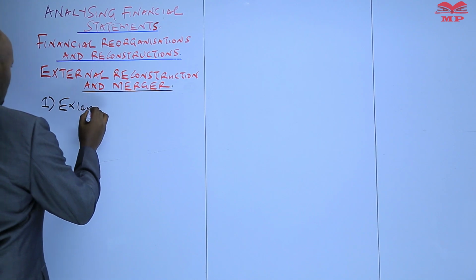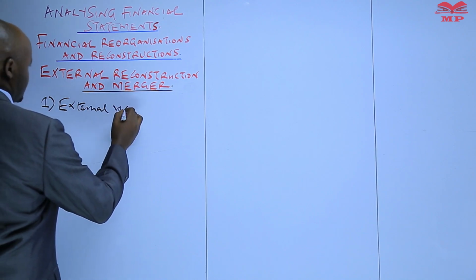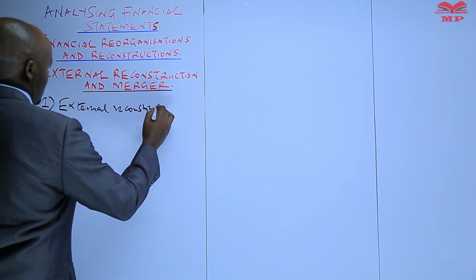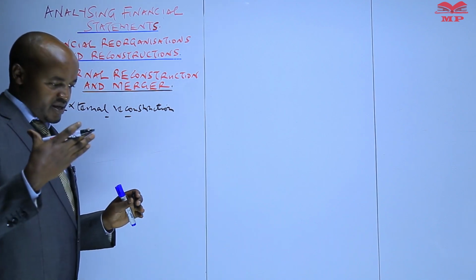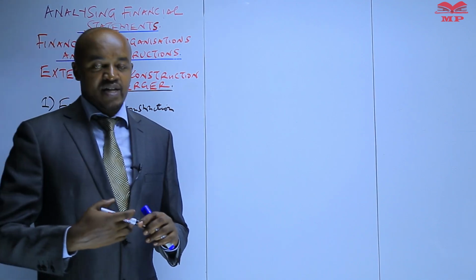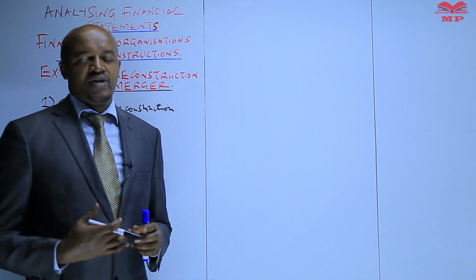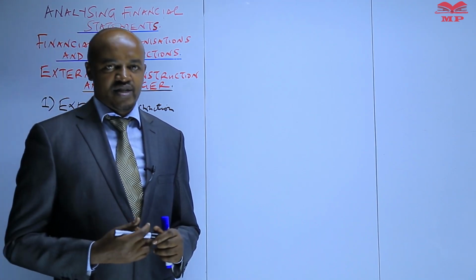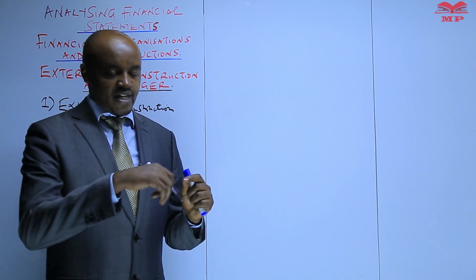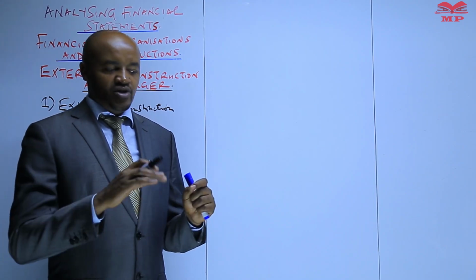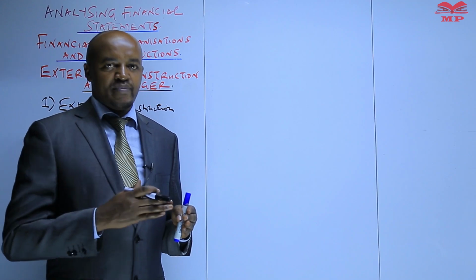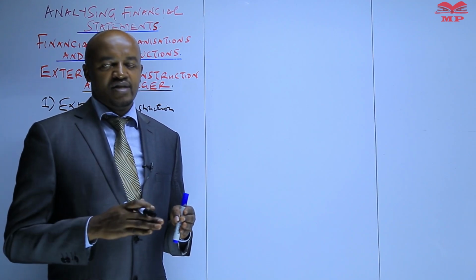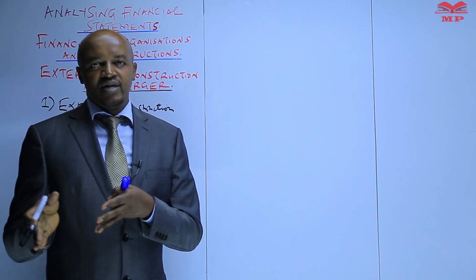External reconstruction. What we mean by this is that the company which has been making losses, or basically a company which has been experiencing financial distress for a number of years, will be liquidated and a new company will be formed to take over the business operation, assets and liabilities of that company which has been liquidated.